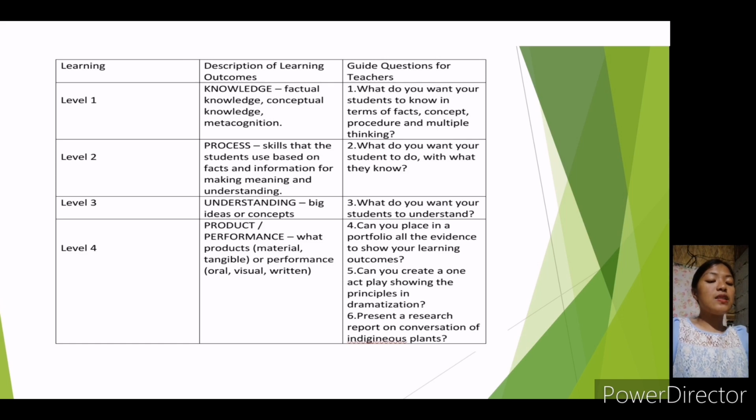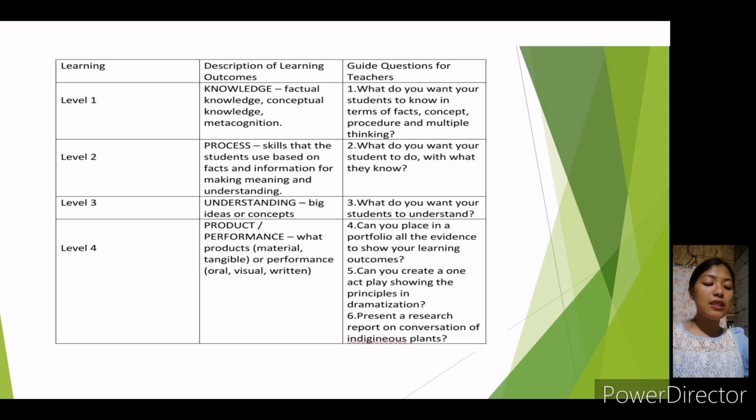The description of learning outcomes and guide questions for teachers. Level 1, knowledge. It could be factual knowledge, conceptual knowledge, procedural knowledge, or metacognition. And the guide question for teachers is, what do you want your students to know in terms of facts, concepts, procedures, and metacognition?